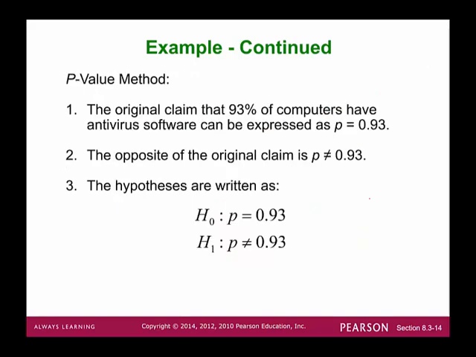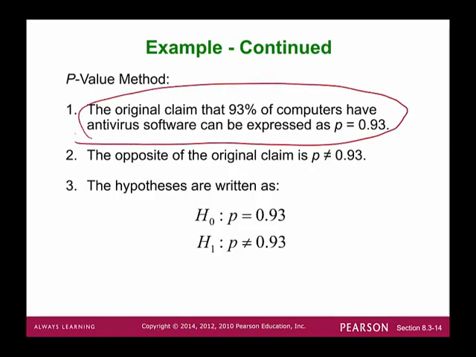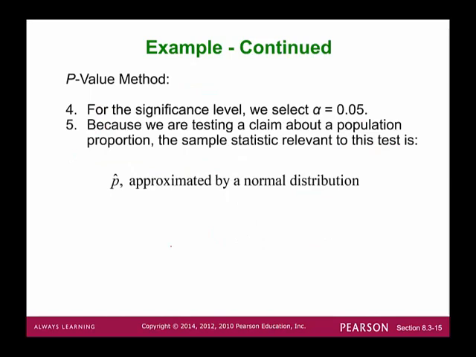Now using the p-value method, according to the last statement, we know that's a null hypothesis. So the alternate hypothesis would be the opposite. That's how we set up the null and alternate hypotheses. Then for the significance level, we select alpha equal to 0.05 because we are testing a claim about a population proportion. The sample statistic relevant to this test is p hat, approximated by a normal distribution.